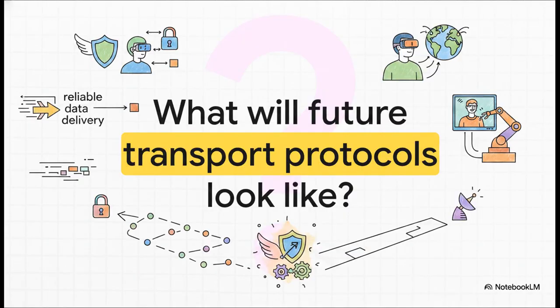So, we've seen how the transport layer manages the incredible complexity of the Internet, relying on the careful, verified delivery of TCP and the raw, uninhibited speed of UDP. But as we move into a crazy new era of virtual reality, real-time remote surgery, and instant global communication, network engineers are constantly innovating. If TCP gives us absolute reliability and UDP gives us unmatched speed, what are the transport protocols of the future going to look like to finally give us both? It's a pretty fascinating space to watch.